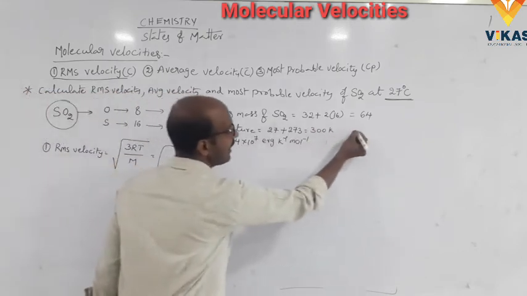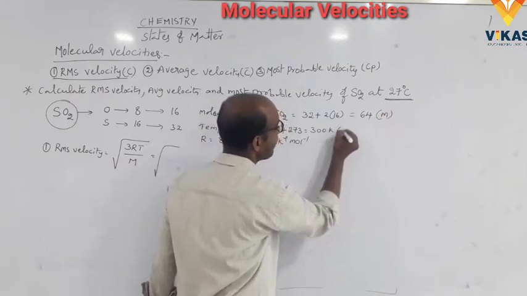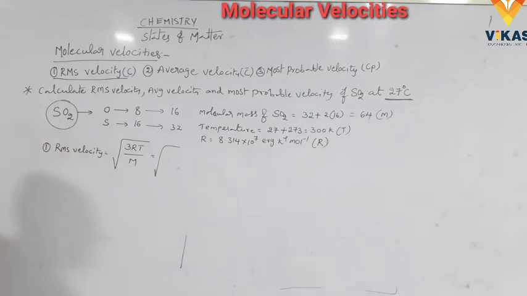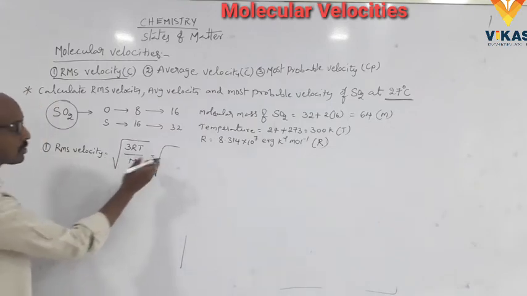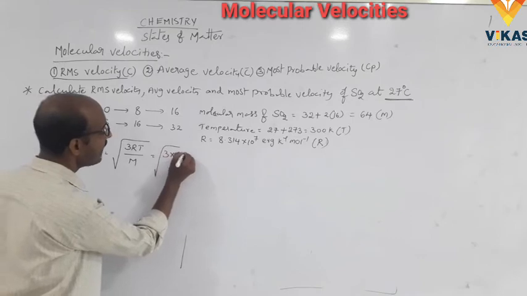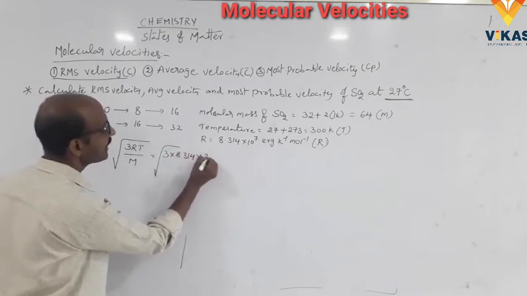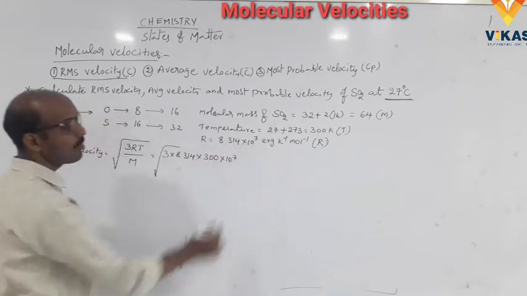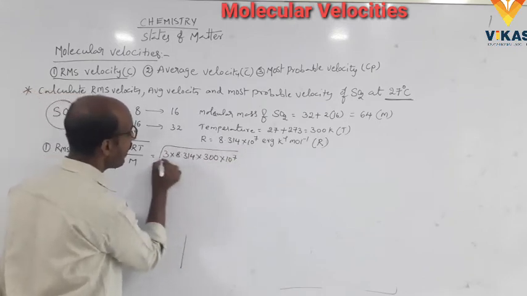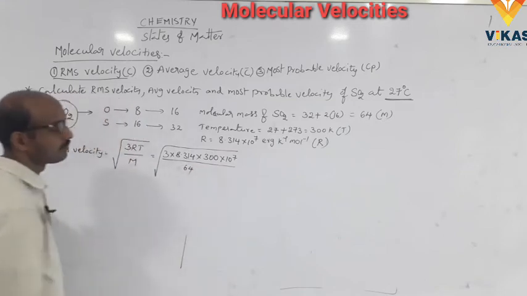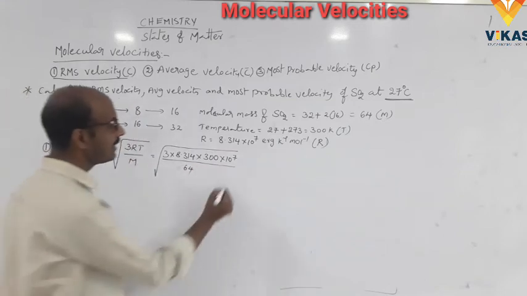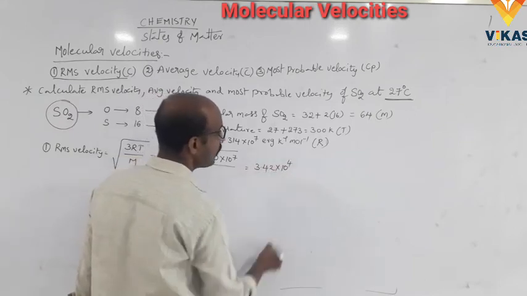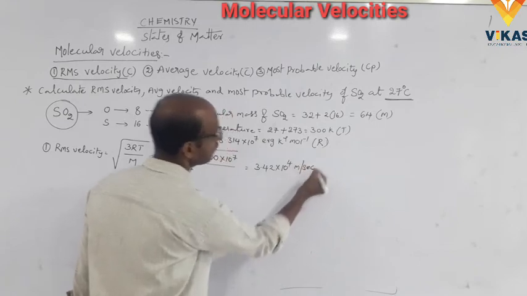This is the m value, this is the T value and this is the R value. Substitute the values in the formula of the RMS velocity, square root of 3RT by m. So 3 into 8.314 into 10 power 7, into T, the temperature, that is 300 Kelvin, divided by m, which is 64. So we get 3.42 into 10 to the power of 4 centimeters per second.